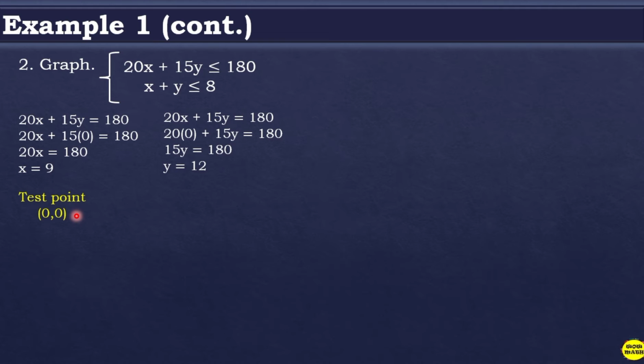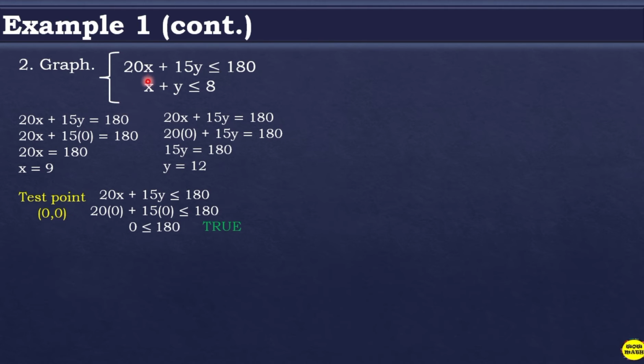Dun ba sa part ng test point o dun sa kabilang side ng boundary line. So, i-check natin using the inequality, 20x plus 15y is less than or equal to 180. Substitute natin yung 0, 0 na ordered pair. So, this will become 0 is less than or equal to 180. Now, ang 0 ba less than or equal to 180? Yes, so this is true. So, therefore, yung test point natin is included doon sa ating solution o doon sa shaded region.